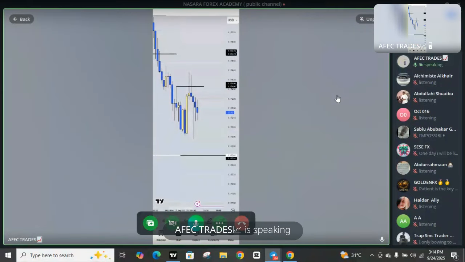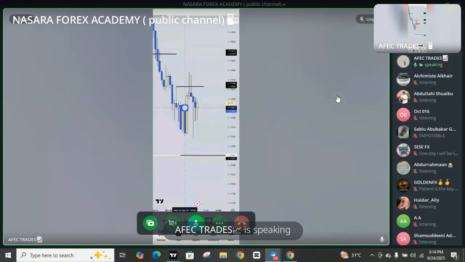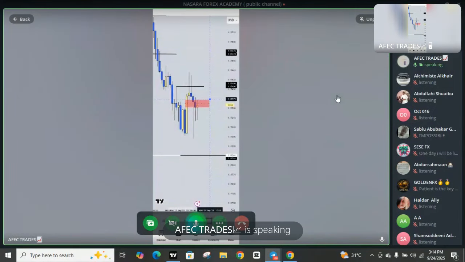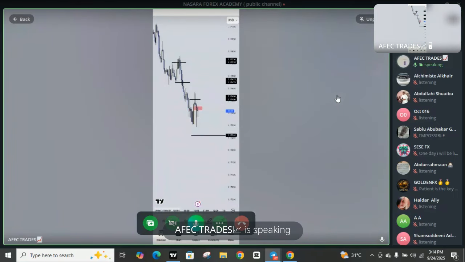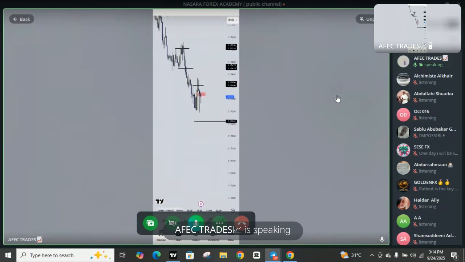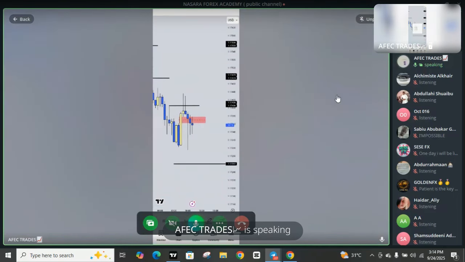So we can see here we have this inversion fair value gap, not yet inverted. We would like to see price invert it before we can probably take a trade here. But don't forget, price is highly at discount, right? It's very highly at discount. I don't usually like to take trades when price is here, but it's okay. We have this inversion fair value gap.